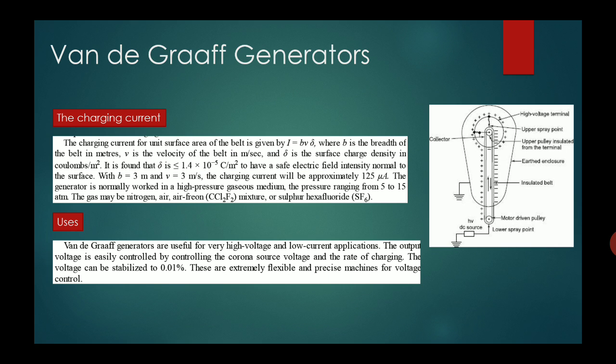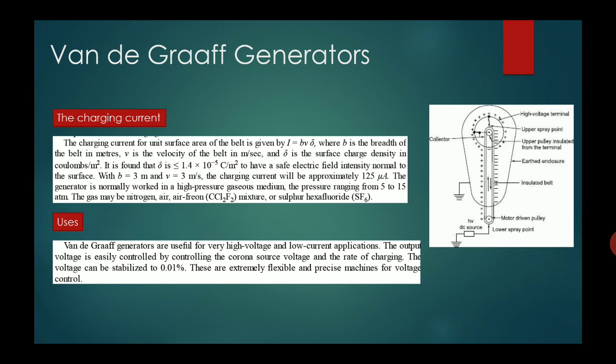Okay, now we'll talk about the charging current. The charging current for unit surface area of the belt is given by I = BVδ, where B is the breadth of the belt in meters, V is the velocity of the belt in meters per second, and δ is the surface charge density in coulombs per meter square.